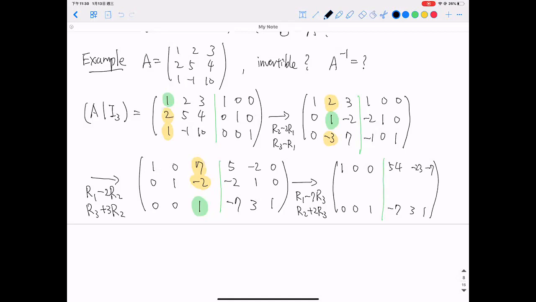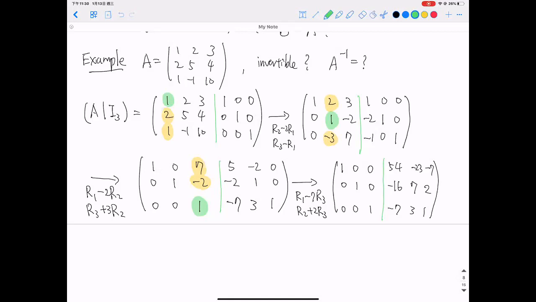Okay. Now for this second row, we have R2 plus 2R3. Again, 0 plus 0 is 0. 1 plus 0 is 1. Minus 2 plus 2 is 0 as intended. Minus 2 plus negative 14 is negative 16. Now 1 plus 6, that's 7. 0 plus 2, that's 2.